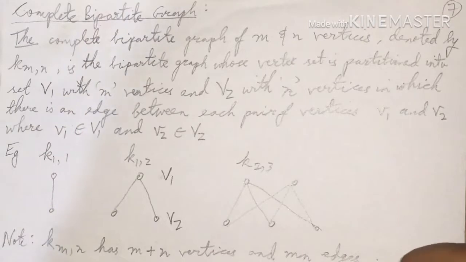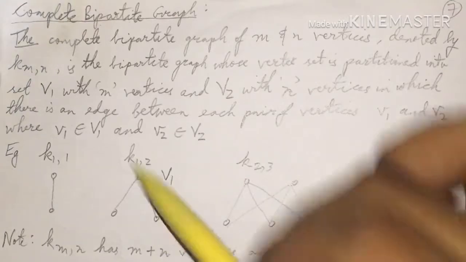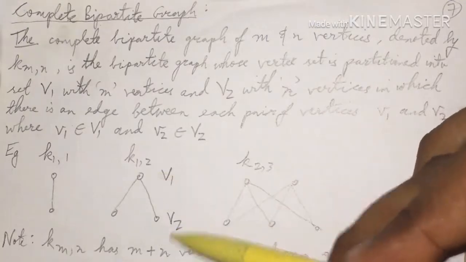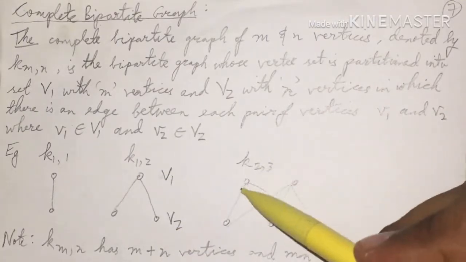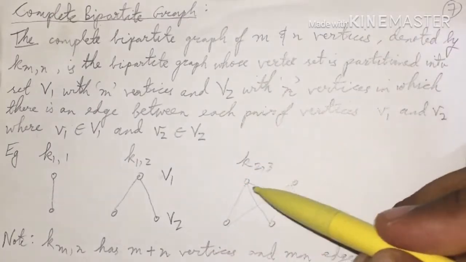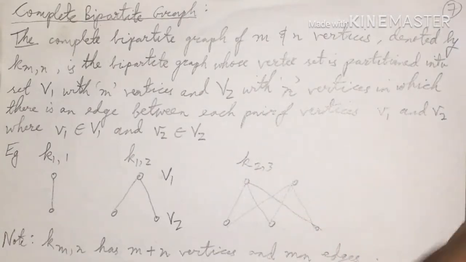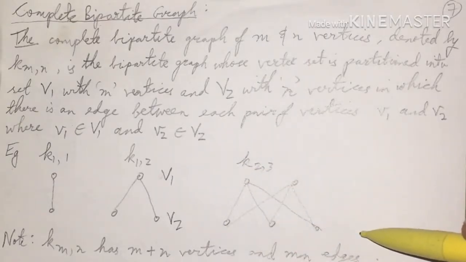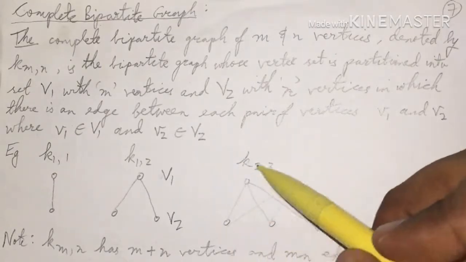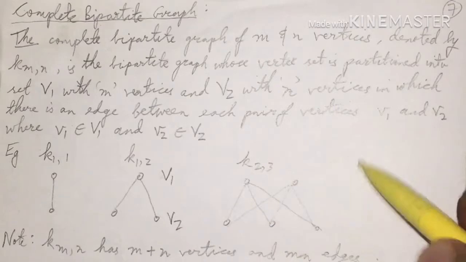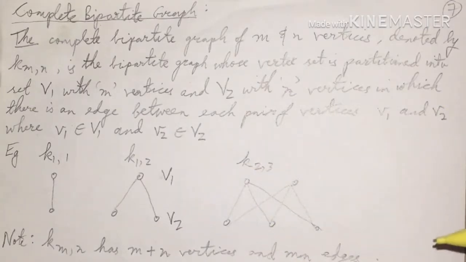An observation: K_m,n has m plus n vertices and m n edges. m plus n vertices because there are m vertices and n vertices, so the total number of vertices is m plus n. m n edges because, if we consider the m vertices in one partition and n vertices in the second, each vertex is connected to n vertices. And there are m of these, so m into n of these. Even if we go vice versa, n vertices connect to m, so m but n times because there are n vertices.